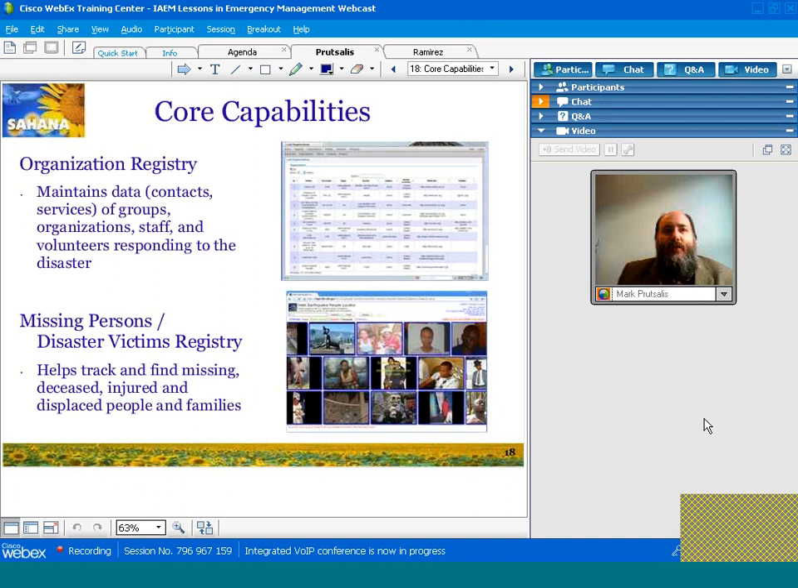The core capabilities of Sahana software that was deployed back in 2004 were really the same at its core today, and it really provides a means to track organizations, who is responding, what services they are providing, and the geographic area of their coverage, as well as providing contact information and a means to contact them. Missing and found persons is also a core capability, understanding where the people are, what their status is, whether they are missing, deceased, injured, at a shelter, and that all helps to serve family reunification efforts.